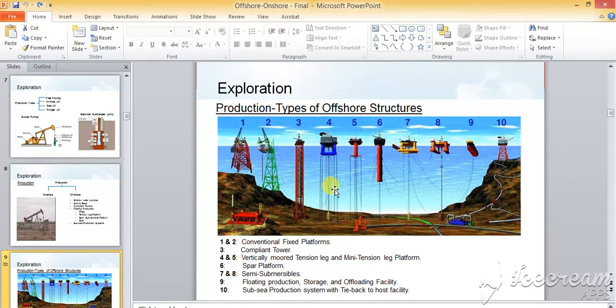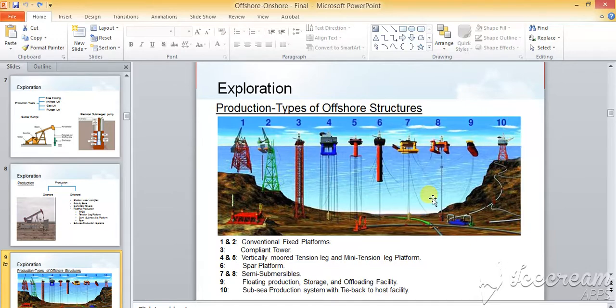These are light kind of material strings. They have been attached to the sea surface where there is deep sea drilling, so they cannot put a lot of iron structure over there. So they use these strings and attach them to the sea floor, and then they build up the structure on top of it.